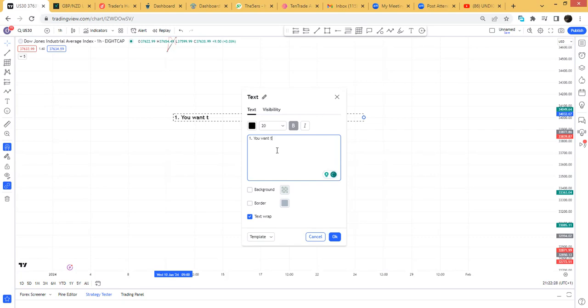You want to find the structure of the market. You want to find the structure on the 1 hour time frame, which is H1. And then you want to identify a break of structure.